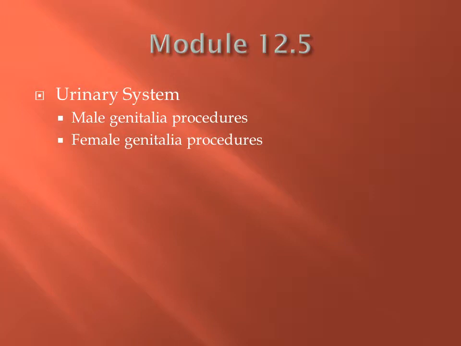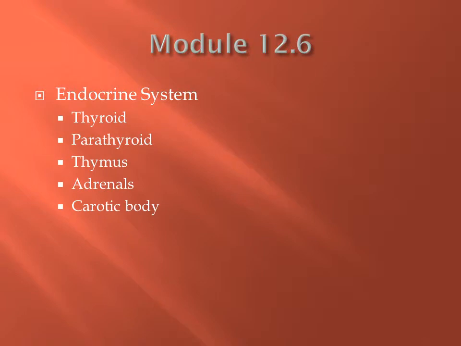Module 12.5 deals with the urinary system. The urinary system procedures are organized by anatomical structures. The male genitalia procedures include procedures on both external and internal structures. And the female genitalia procedures are also internal and external structures. Module 12.6 deals with the endocrine system and it includes procedures on the thyroid, parathyroid, thymus, adrenals, and the carotid body.